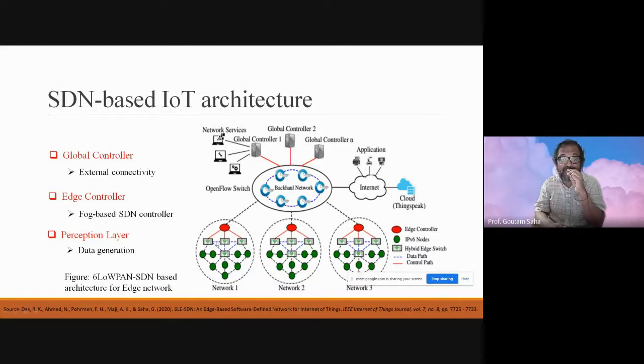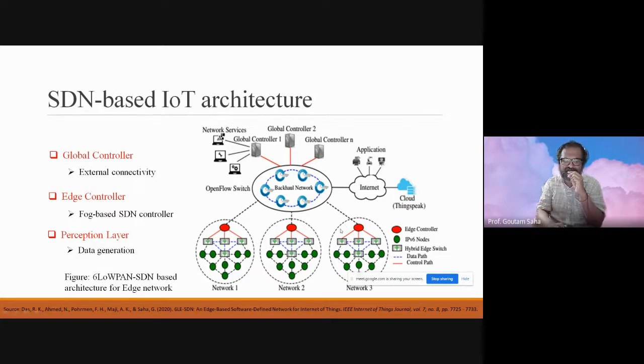We have modified these switches. The switches which are available open source, we have modified. They are heterogeneous switches. They can take 802.15.4 and 802.11 also. If anything comes, they can convert it into one format. And the red ones are the controllers. It can be a single controller, or a group of fog controllers. Red ones are fog controllers, the edge controllers. We call them edge controllers.